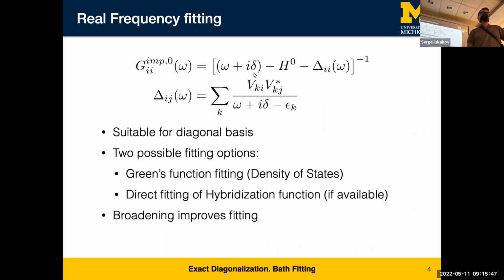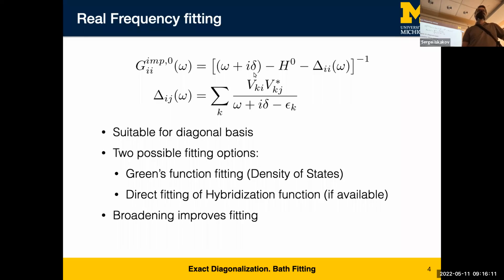Because that comes from your Hamiltonian. If you take your Hamiltonian and introduce an action for that Hamiltonian, then perform a Hubbard-Stratonovich transformation, you will end up with this function delta. That's how this delta and its form appears. So the last point there, broadening proofs fitting.